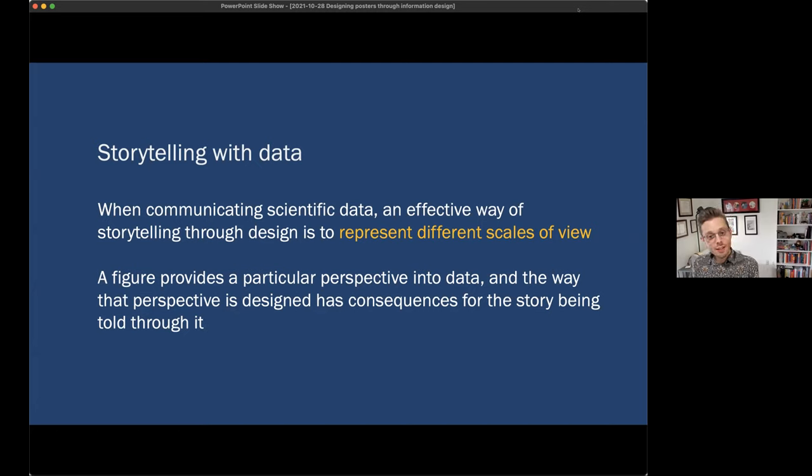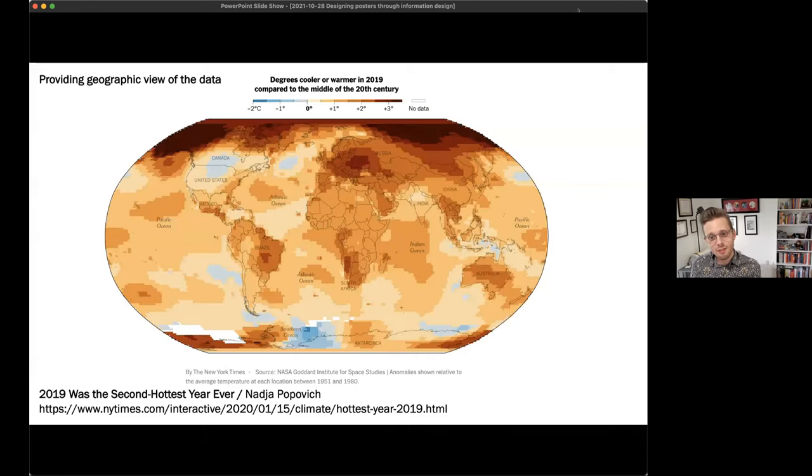And one really easy way to do that is to represent different scales of view into our data, just by providing different figures that give different perspectives into different slices of the thing we're trying to communicate.